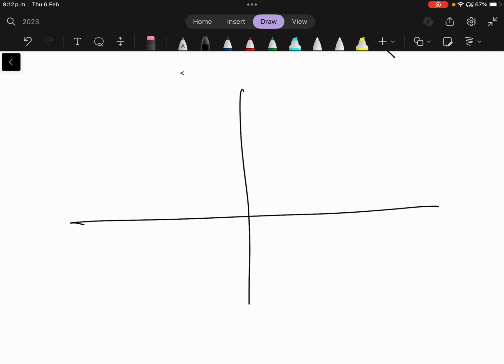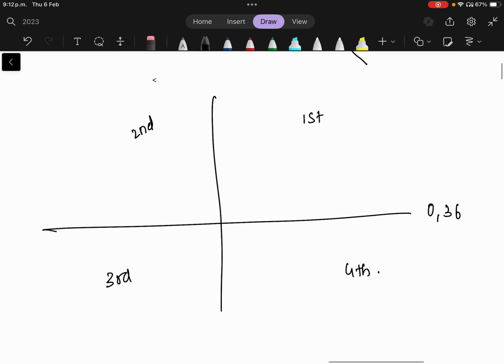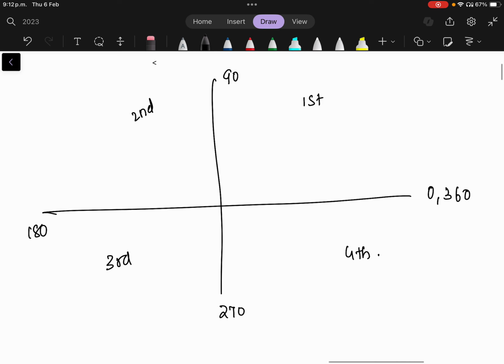About the four quadrants, you know that this is the first quadrant, this is the second quadrant, third quadrant and fourth quadrant. Depending on the angle, here it will be 0 or 360, here it will be 90, here it will be 180 and here it will be 270. We should know which trigonometric ratios will be positive in which quadrant: here all are positive, here it is sine, here it is tan and here it is cos. These are the positive values. These are the main things which we need to learn.